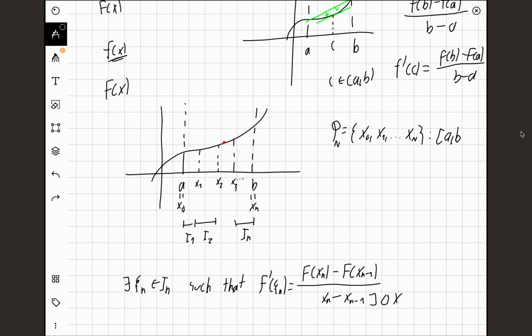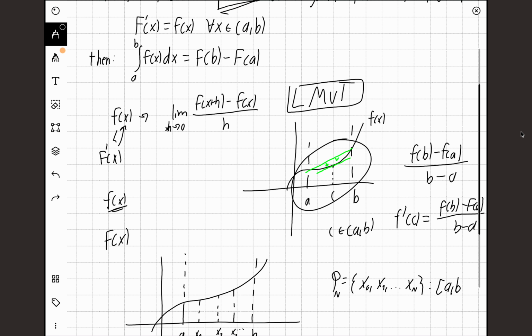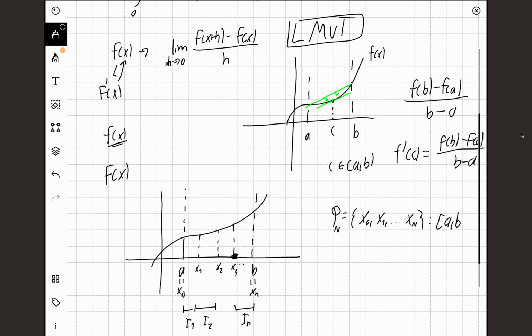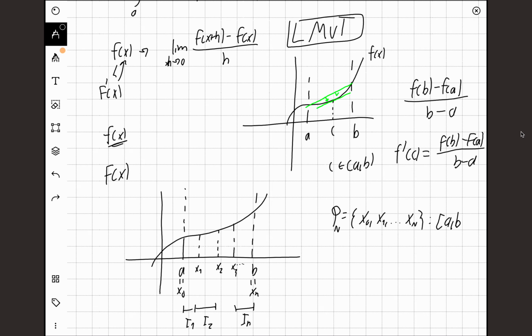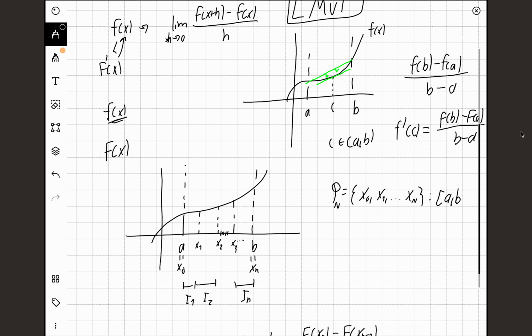If I zoom into one interval, I'm going to get something like this, and then I know that the average rate of change of the function, which will just be the function evaluated at the point xn, for example x3, minus xn minus 1, so x2, will be the average rate of change. I know that there exists a point in between x2 and x3. So there exists a point epsilon.